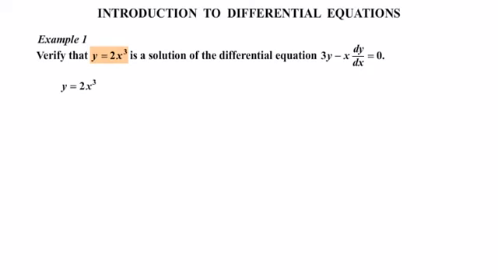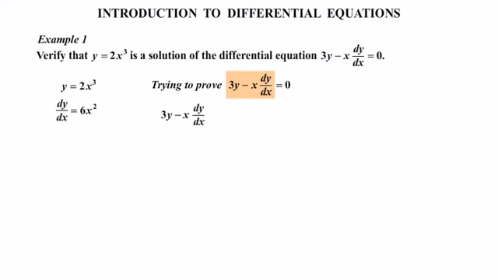We'll just rewrite that. Now if we take that equation and differentiate, on the left we get dy/dx, and the derivative of 2x cubed, that's equal to 6x squared. Now look at what we've got here. We're trying to prove that 3y minus x dy/dx is equal to 0. So let's have a look at that left-hand side and work with that.